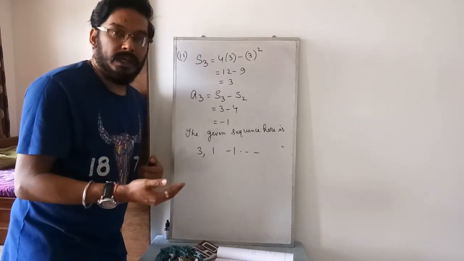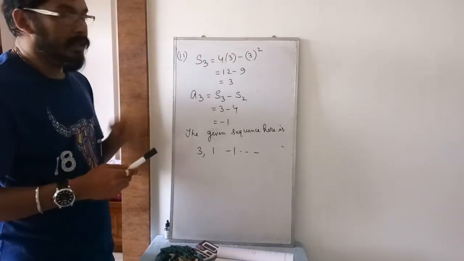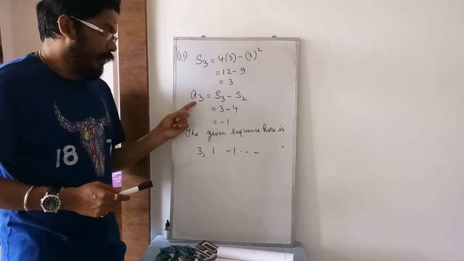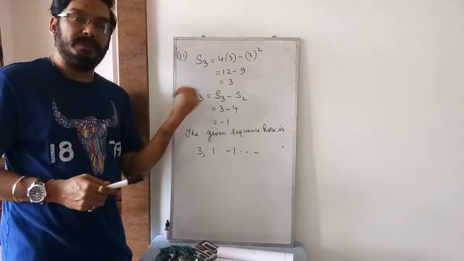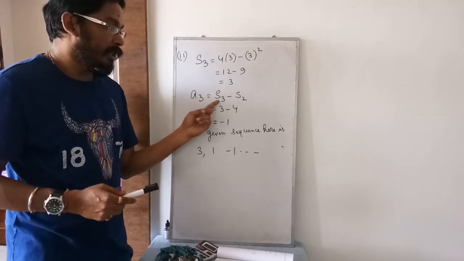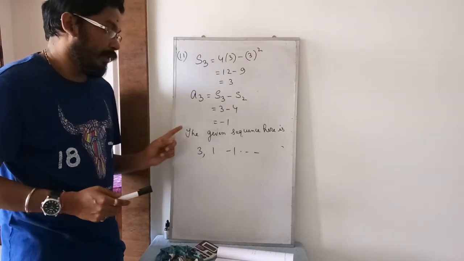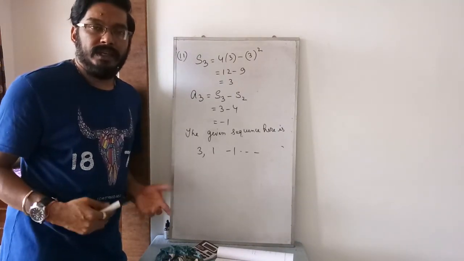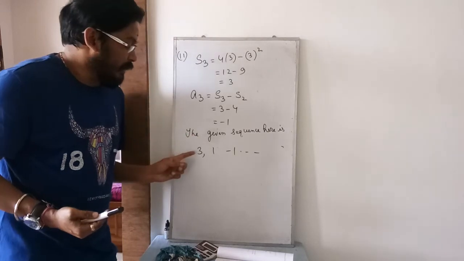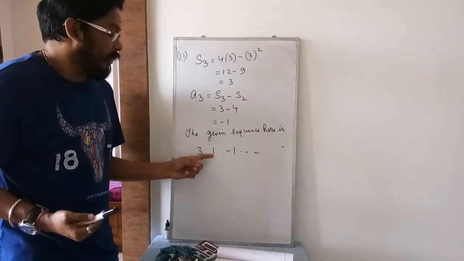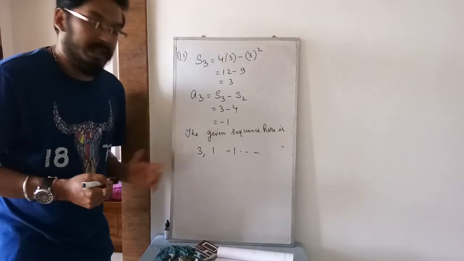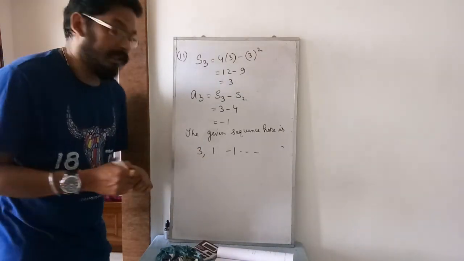Before finding out the third term, I found out S3. So S3 is my how much? 3. I want the third term. So A3 equal to S3 minus S2, means the previous one. Sum of three terms minus sum of two terms. I got minus 1. So I know the first term, second term and third term, so I can easily write the sequence. My sequence will be: first term was 3, second term was 1, third term is minus 1. To find out the rest, I can take the help of this sequence.